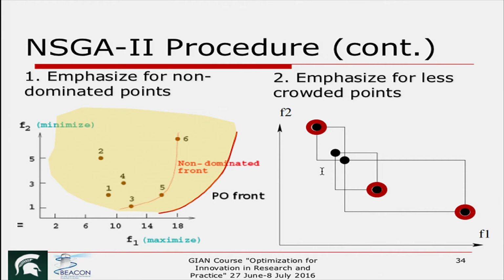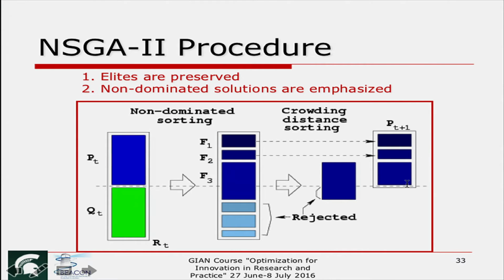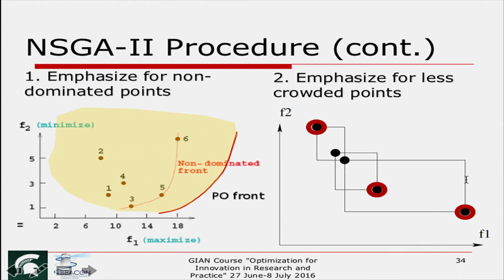So where is the parameter? Is there any parameter? No, there is no parameter here. There is no parameter in the non-dominated sorting process that I talked about. Everything is adaptive.